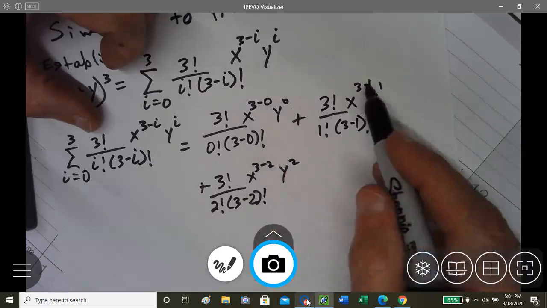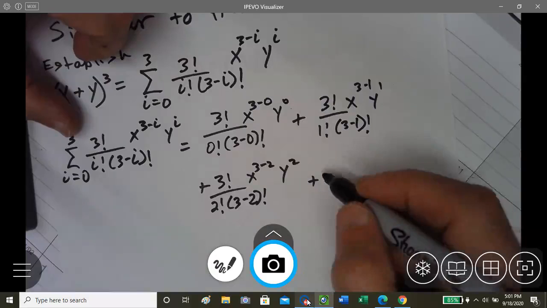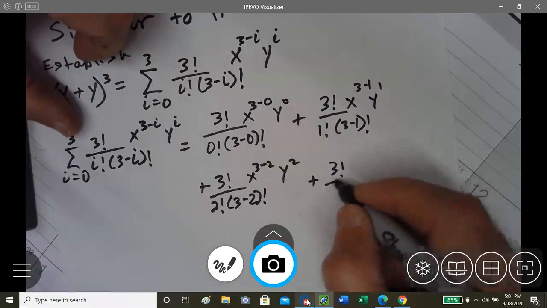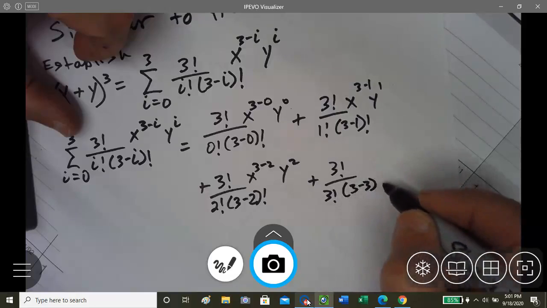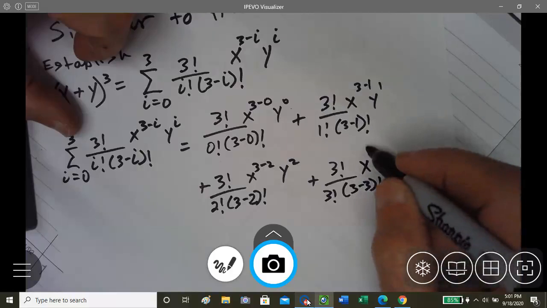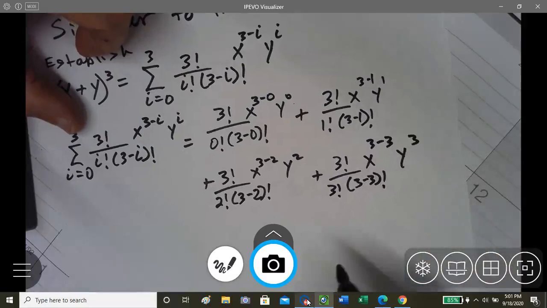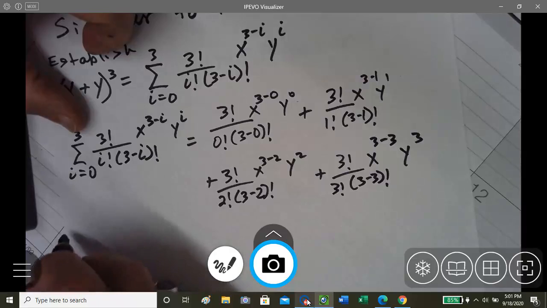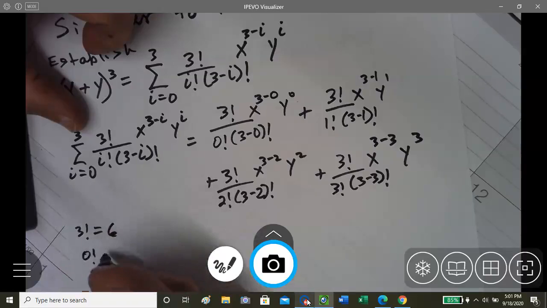So we did 0, 1, 2. Now we're going to 3. So this would be 3 factorial over 3 factorial, 3 minus 3 factorial, x to the 3 minus 3, y to the third. Okay, now review. 3 factorial is 3 times 2 times 1. 3 times 2 is 6, times 1 is 6. 0 factorial, that's 1. 1 factorial, that's 1.